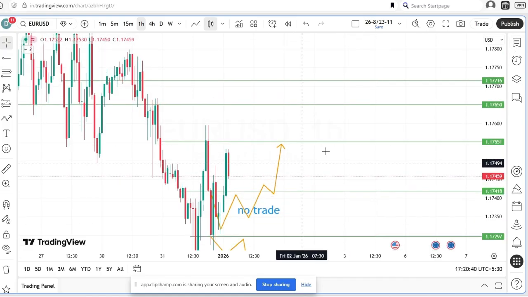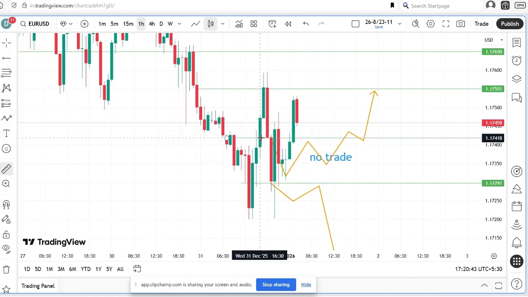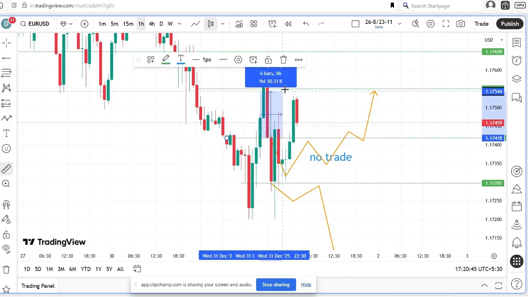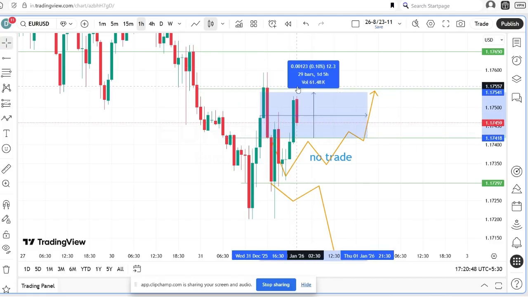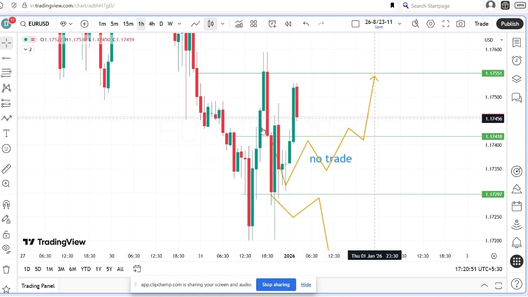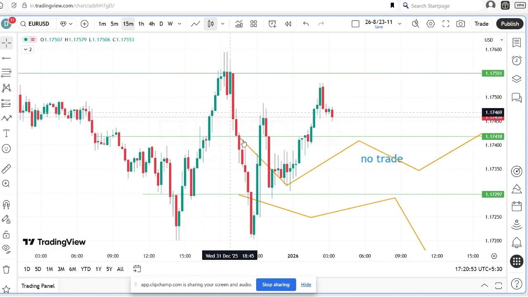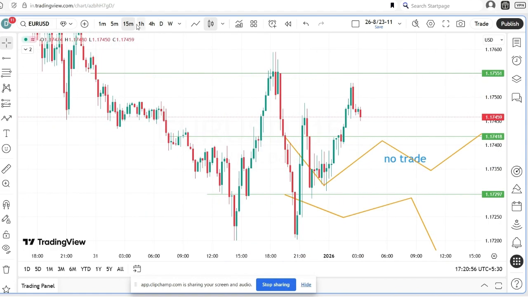In Euro USD also we have gotten a trade of 13 pips. You see, 12 pips easily. Two times we have got. First, you see there was an entry in here. I had told that we had to look for buying opportunities.